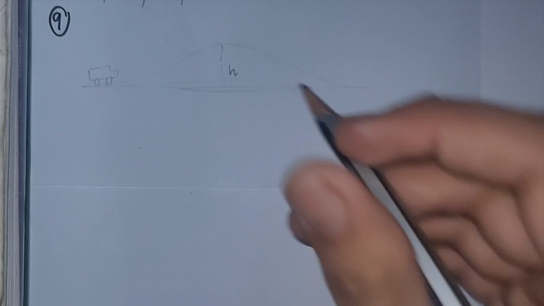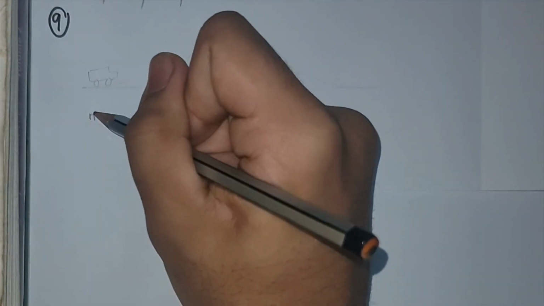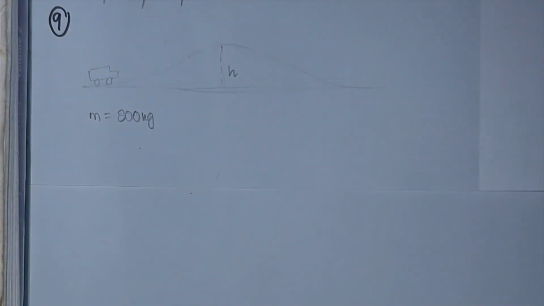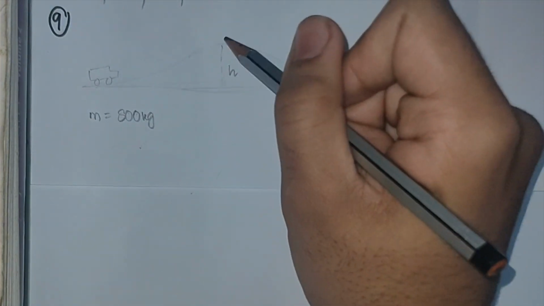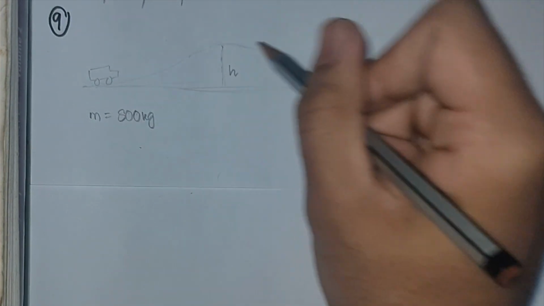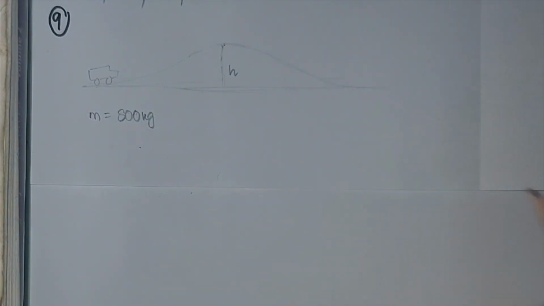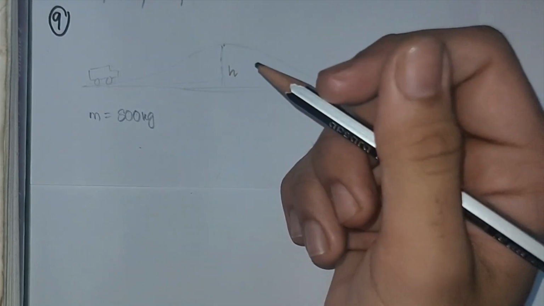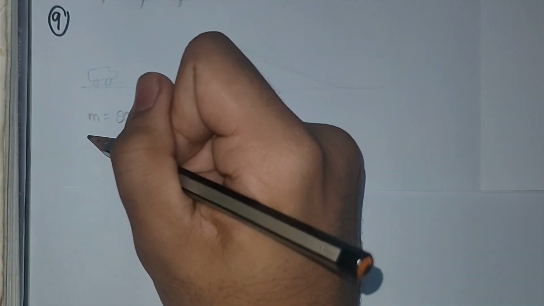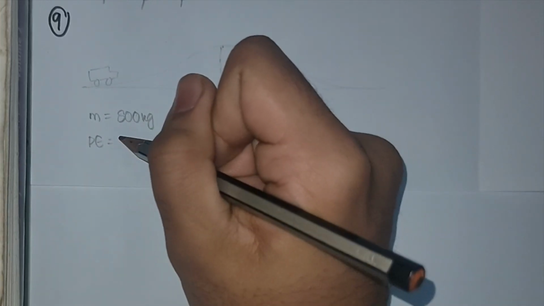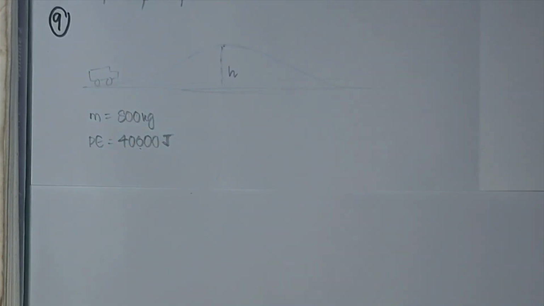Question number 9. We have a car over here which has a mass of 800 kgs. Now the car travels to a hilltop over here. This is a hill and it is traveling to a hilltop. While traveling to the hilltop, the car gains a gravitational potential energy, PE, of 40,000 joules. Now that happened maybe because the car expended that much of kinetic energy, but that is not what we care about right now. What we care about is the height of this hill.